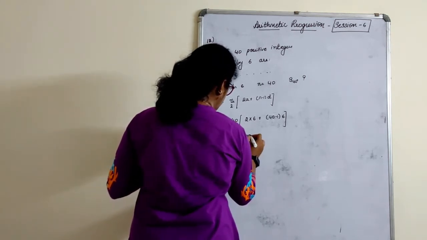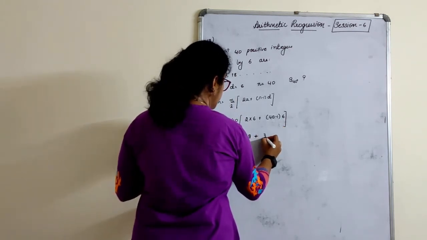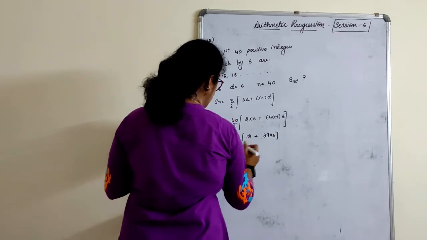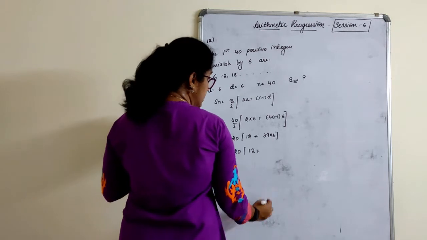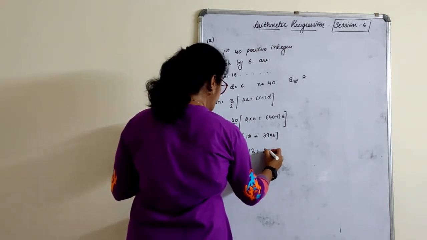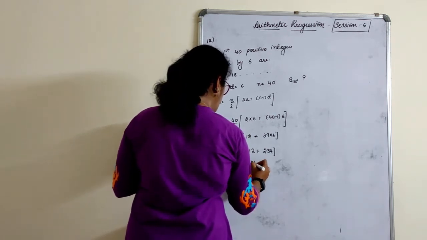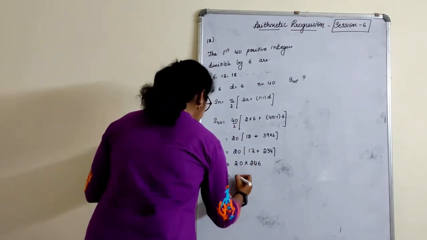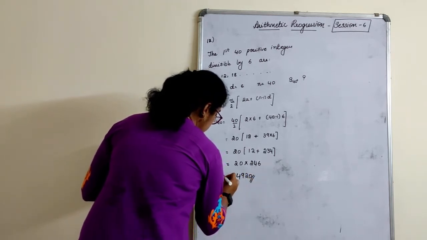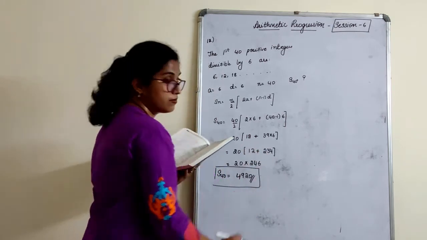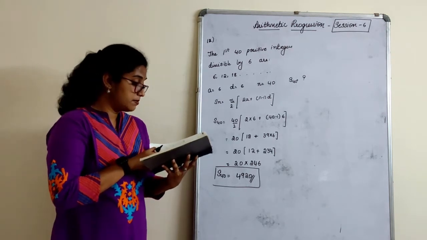20. 2 6s are 12. 40 minus 1 is 39 into 6. 20 of 12 plus 39 6s are 234. 234 plus 12 will give you 246. 246 into 20, 4920. This is how you find the sum of first 40 positive integers divisible by 6.